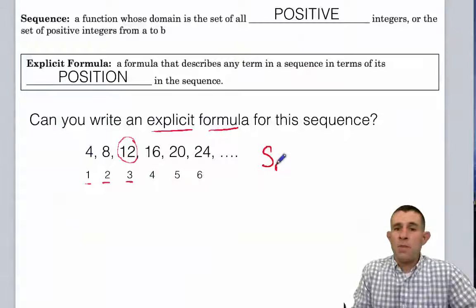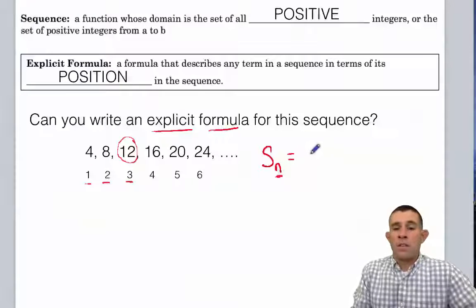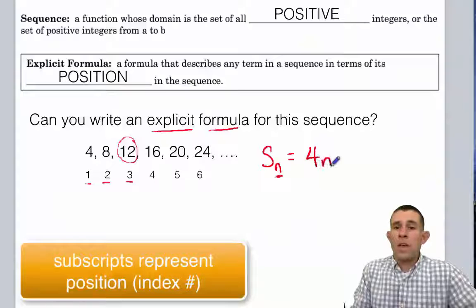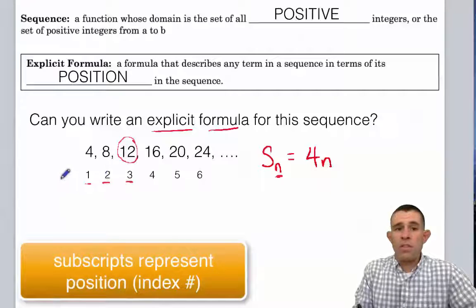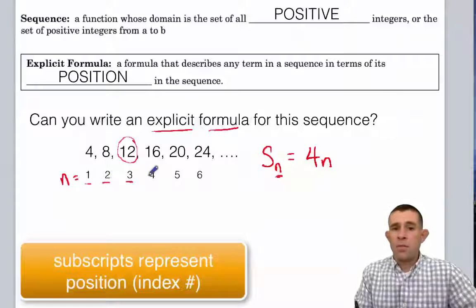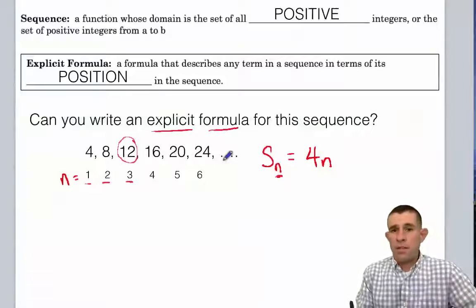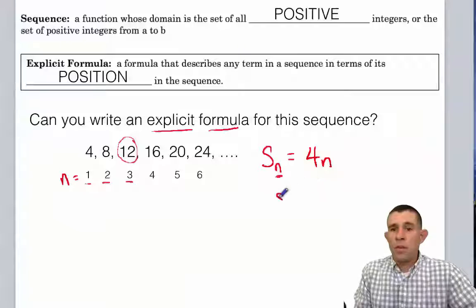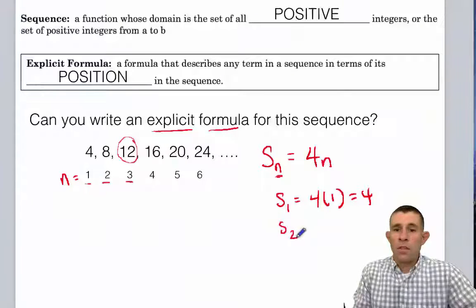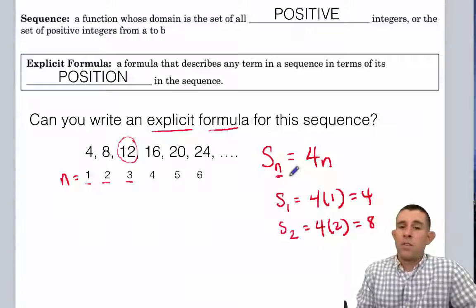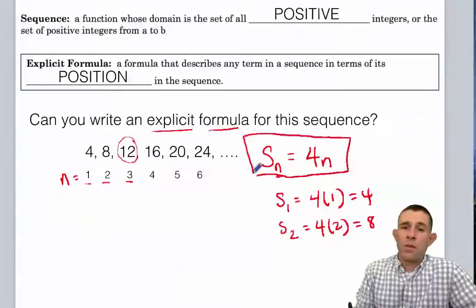So let's just take a stab at it. I'm going to say S sub n, this is a subscripted n, is going to be 4 times n. Now n is going to represent the position or the index number of each one of these terms of that sequence. So 4 times 1 would give me the sequence of position number 1, which would be 4. Same thing for the second position. 4 times 2 would be 8, so on and so forth. So you can see that this is an explicit formula that would allow me to generate this sequence of numbers.